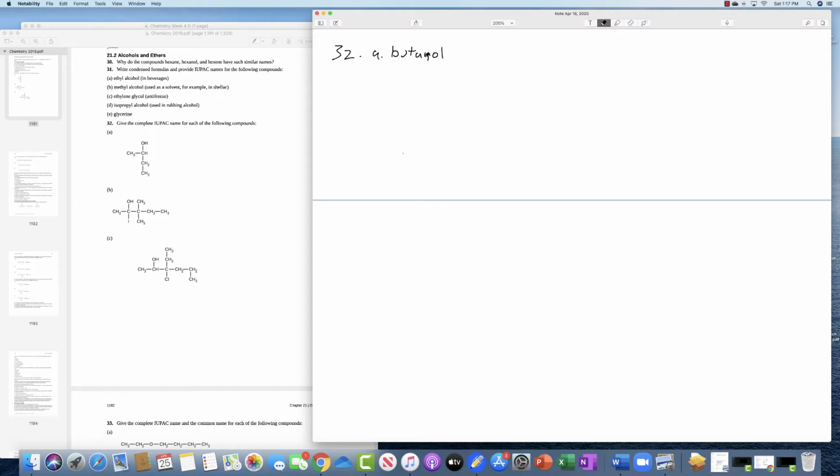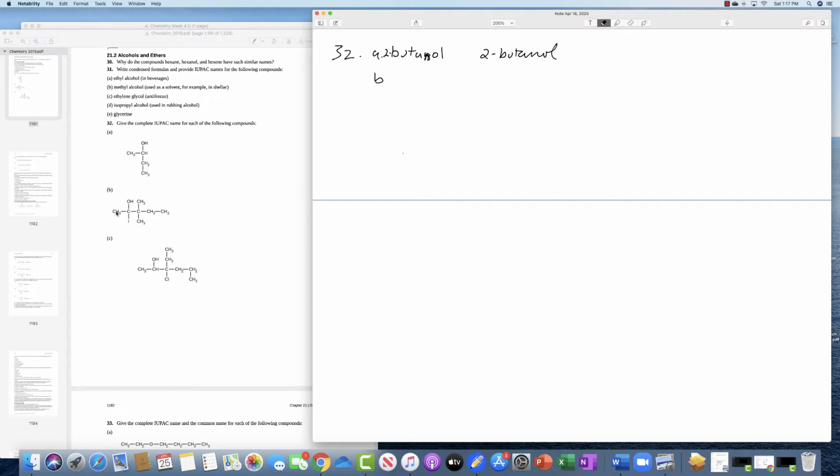Now, how do you distinguish between being on the second versus on the first? So you would put 2-butanol, which means that the OH is on the second. So this is 2-butanol.